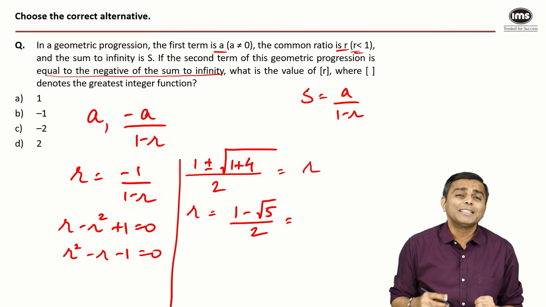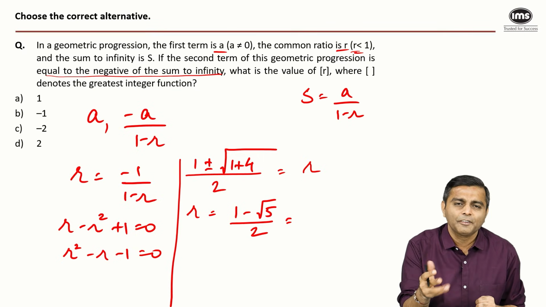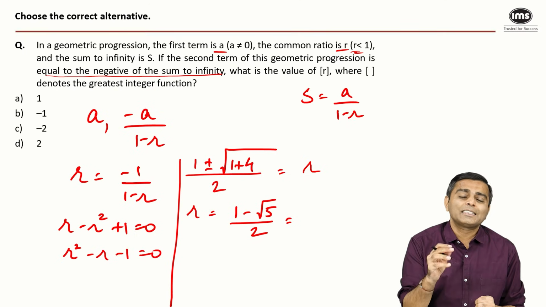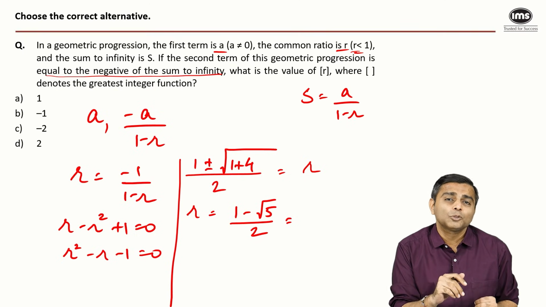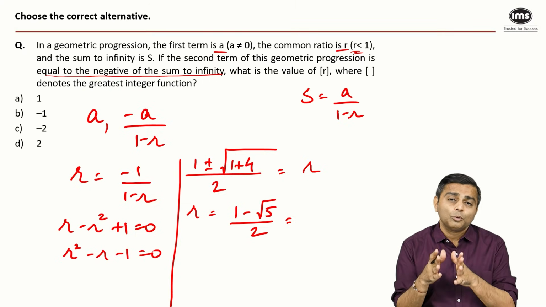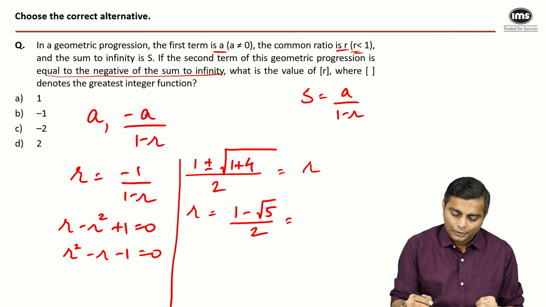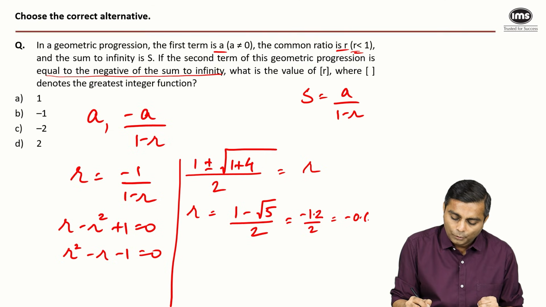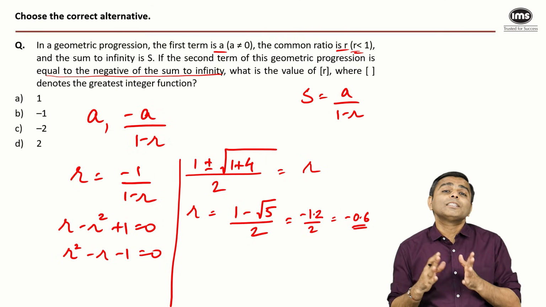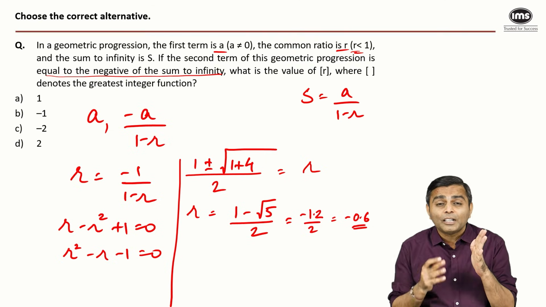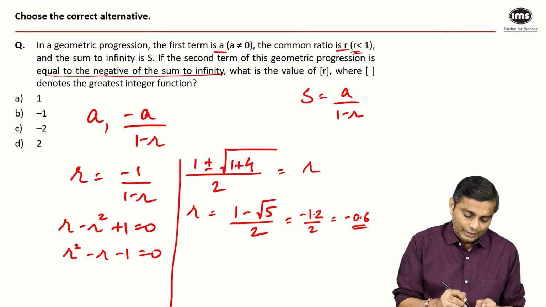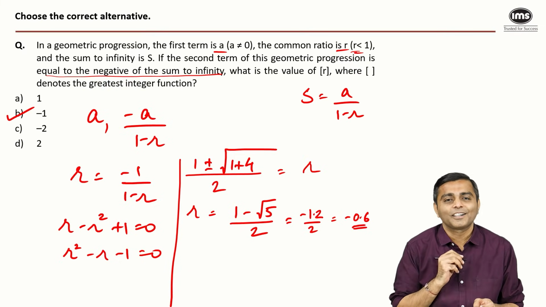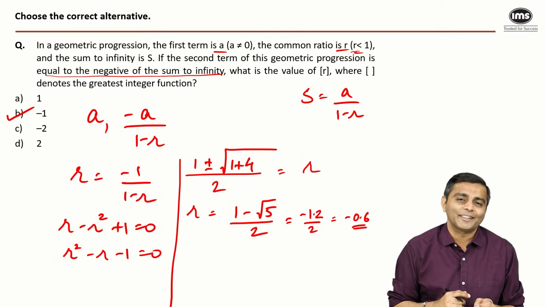Now, quickly, what will this be? Root 5, for simplicity, we had assumed 2.1 or 2.2. Let's say 1 minus 2.2. 1 minus 2.2 will take us where? 2.2 and you have to subtract 1, so it is minus 1.2. Minus 1.2 upon 2 is nothing but minus 0.6-ish. Minus 0.6, the greatest integer but lesser than minus 0.6 is going to be minus 1. Okay, so option B is our answer for square bracket of R.